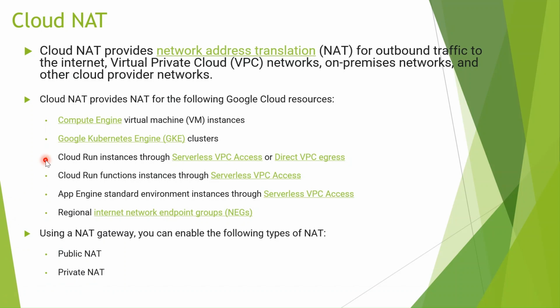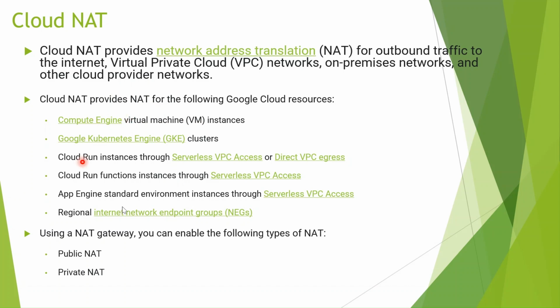Hi all, today we are going to talk about Cloud NAT, and it will be a deep dive. I will create multiple parts for this. So basically, Cloud NAT provides network address translation for outbound traffic. The traffic can go over the internet, or we can send traffic to your VPC, on-premises networks, and other cloud network providers also.